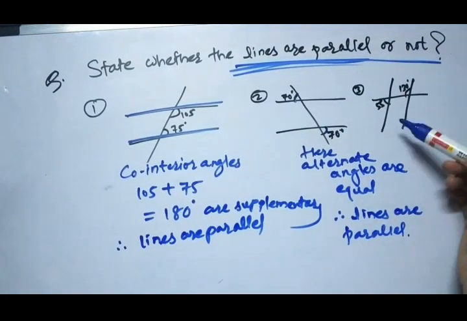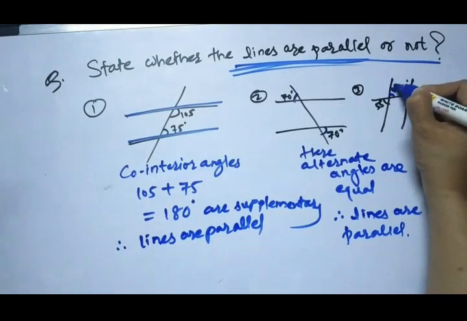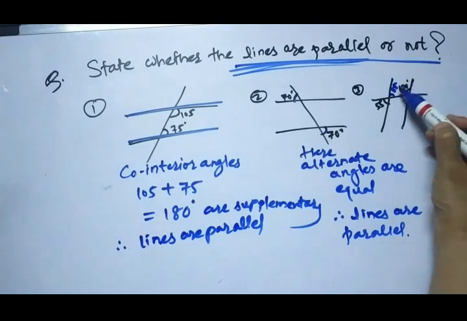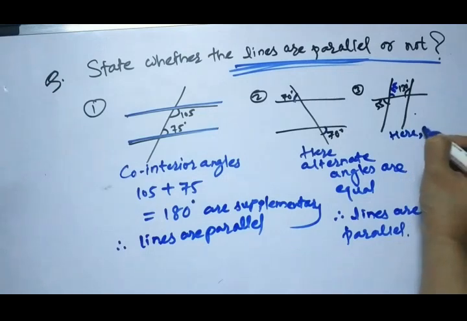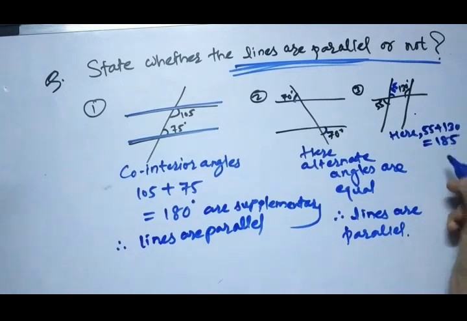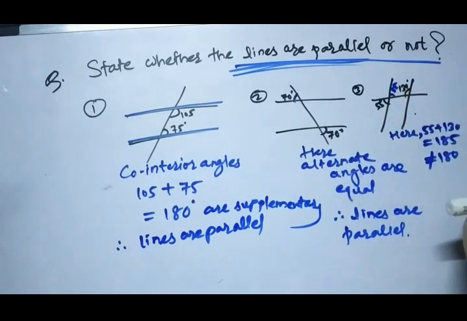So friends, now in this diagram, observe it carefully. This angle is 55, so its vertically opposite angle is also going to be 55. So now we'll check the co-interior angles. 55 plus 130 is equal to 185. Means we are not getting 180 degrees, which is not equal to 180 degrees. This means these two angles are not co-interior supplementary. So therefore lines are not parallel. You can say lines are not parallel.